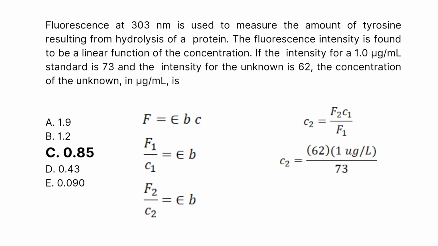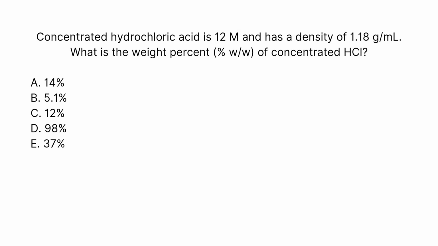Substituting the values, we have 62 times 1 microgram per liter over 73. Computing this, we can get 0.85 micrograms per liter, which is letter C. Let's proceed to the next problem.